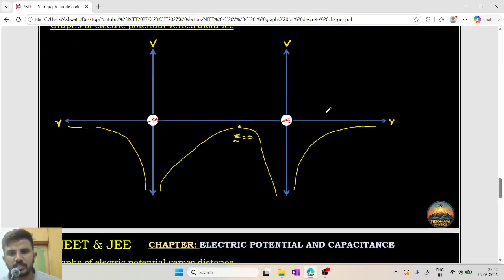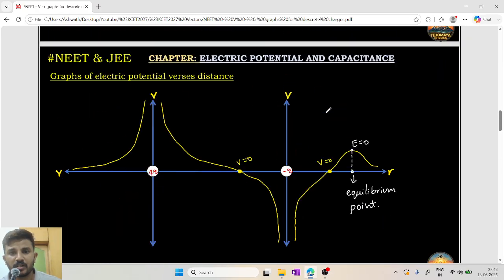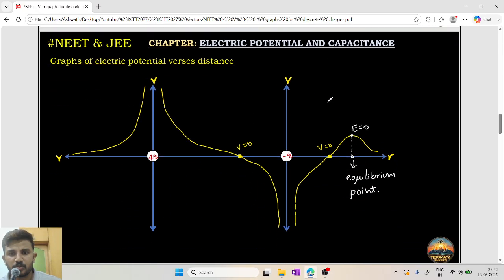So this is about this, dear student. These are the different cases where we can discuss the electric potential versus distance graph. Practice them well. They'll help you a lot for your NEET and JEE examinations.